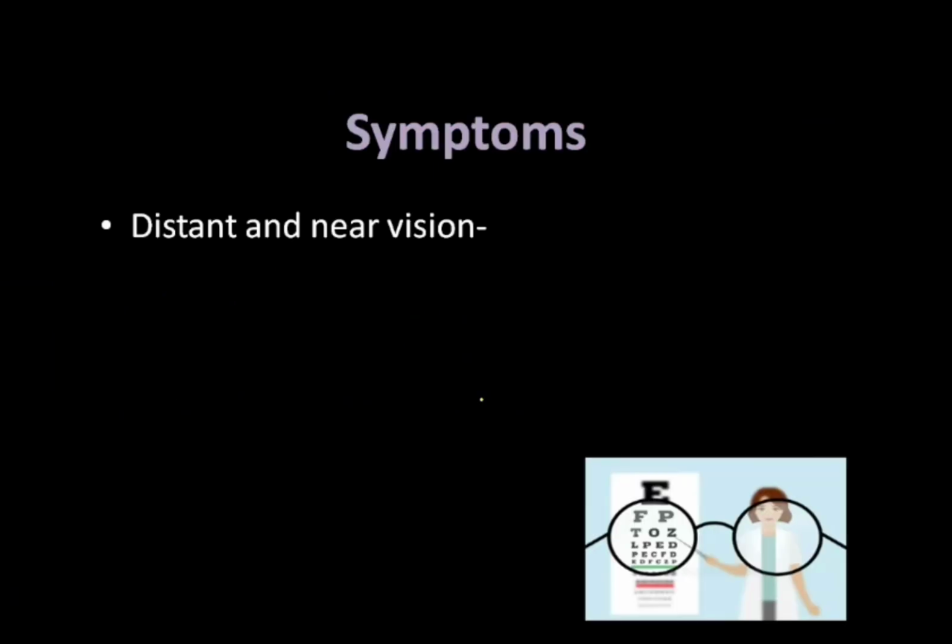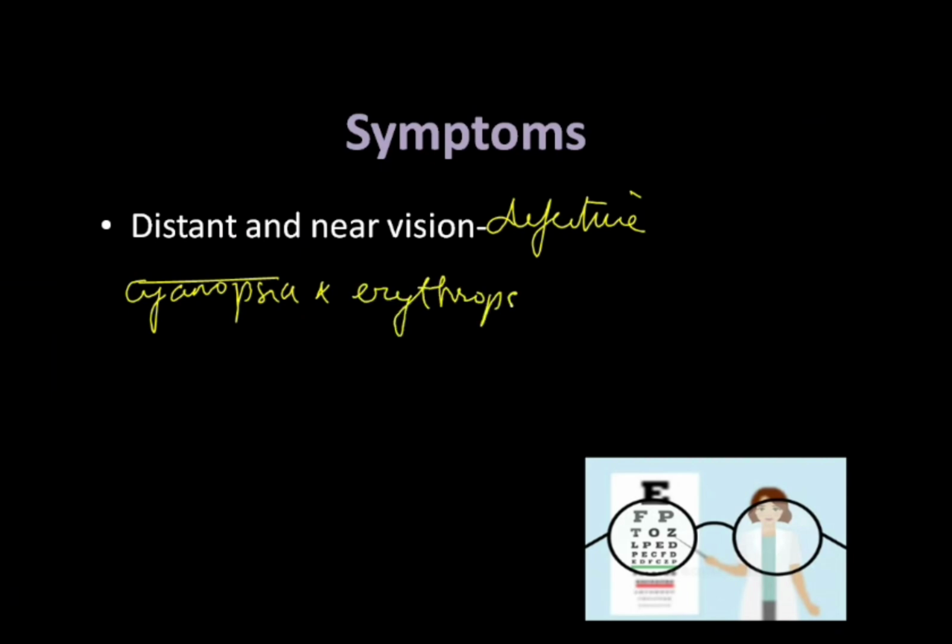Now moving on to symptoms. What happens to distant and near vision? Both the distant and the near vision will be defective. And apart from that, people will be complaining of seeing blue and red images, which is called cyanopsia and erythropsia. Cyanopsia is seeing blue images and erythropsia is seeing red images.